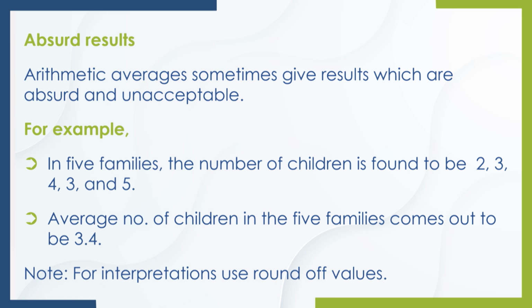Observed results. Arithmetic averages sometimes give results which are absurd or unacceptable. For example, in 5 families, the number of children is found to be 2, 3, 4, 3 and 5 respectively. The average number of children in the 5 families comes out to be 3.4. Here, for interpretation, use rounded values. We may use 3 only here.